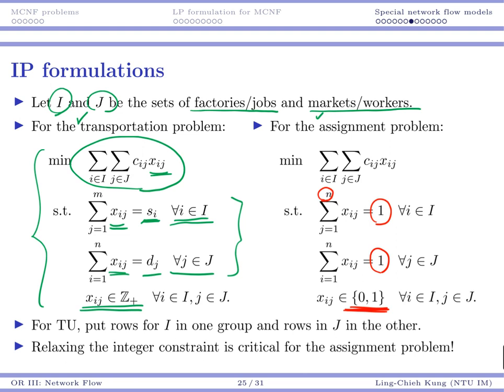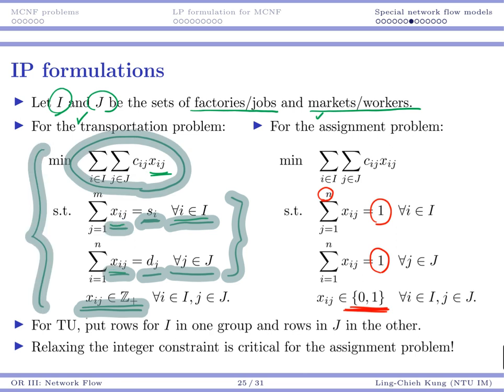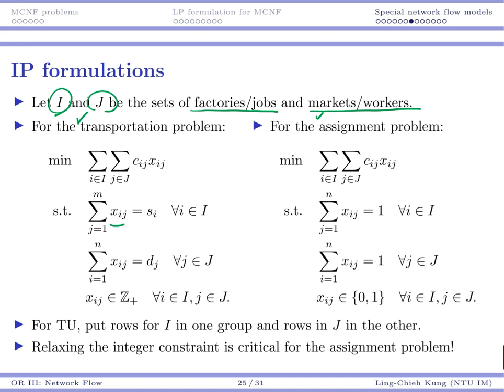Also, please take a look at these statements. If you take a look at these coefficient matrices, obviously they should also be totally unimodular. We may put the rows for I in one group and the rows for J in another group, and then you will have this total unimodularity. And finally, in typical cases, we don't want those integer variables. We will use fractional variables to deal with them.